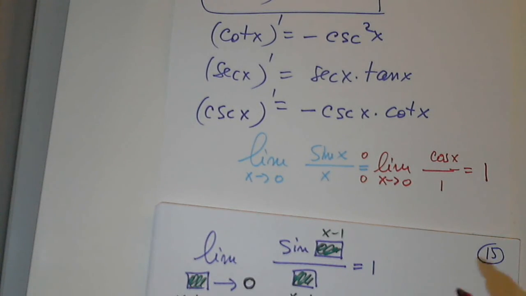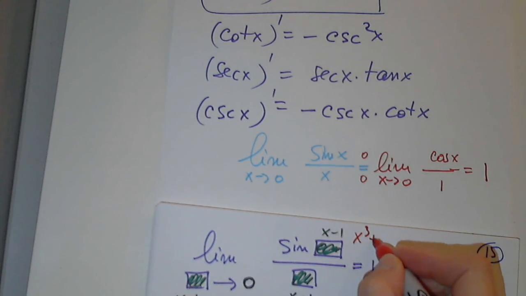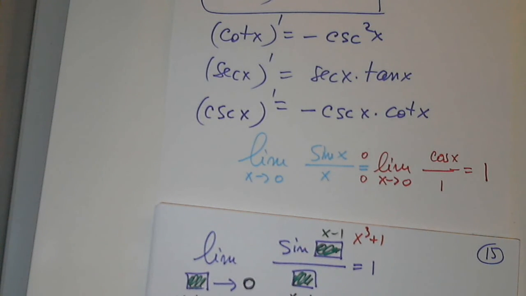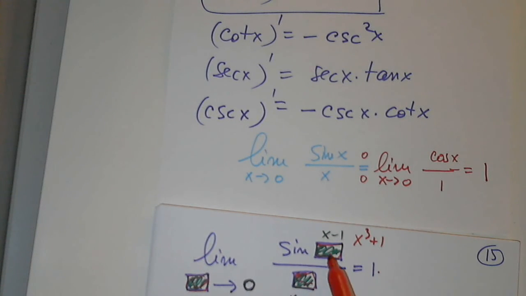This could be x cubed plus 1, this could be x cubed plus 1, and this could be x cubed plus 1 when x approaches negative 1, and so on and so forth. As long as all these are identical and this quantity approaches 0, the answer is always 1. If any of these is different, is not identical, then the limit is not 1.